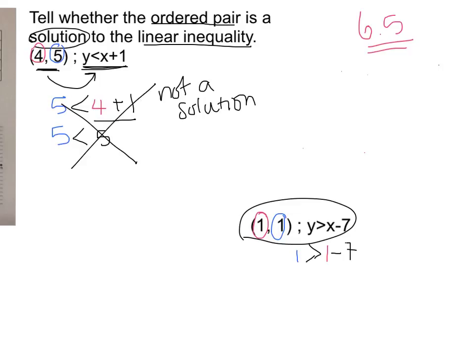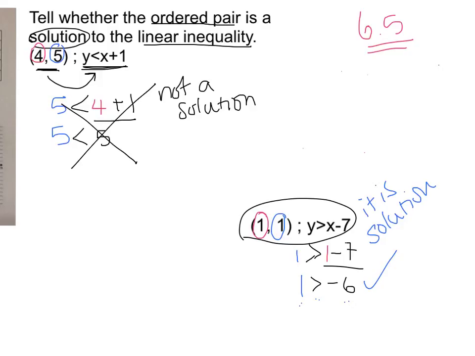Let's do the math work. 1 minus 7, that's going to be negative 6. Is negative 6 less than 1? Do we agree? Yes. 1 is greater than negative 6, and negative 6 is less than 1. That works. Okay, so this is a solution to this particular inequality. Exciting. That is the first couple of problems for your homework.